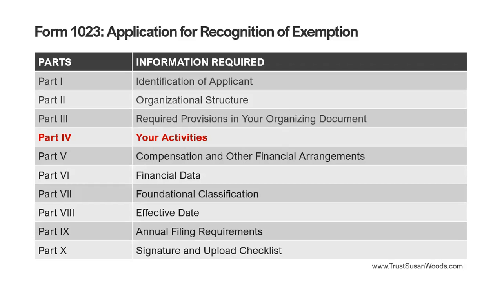These are the parts of the new Form 1023 application for recognition of exemption that the IRS started using back on January 1st, 2020. So we've been using this new version for over a year now. These are the parts that you will have to complete in order to apply for 501c3 status from the Internal Revenue Service.